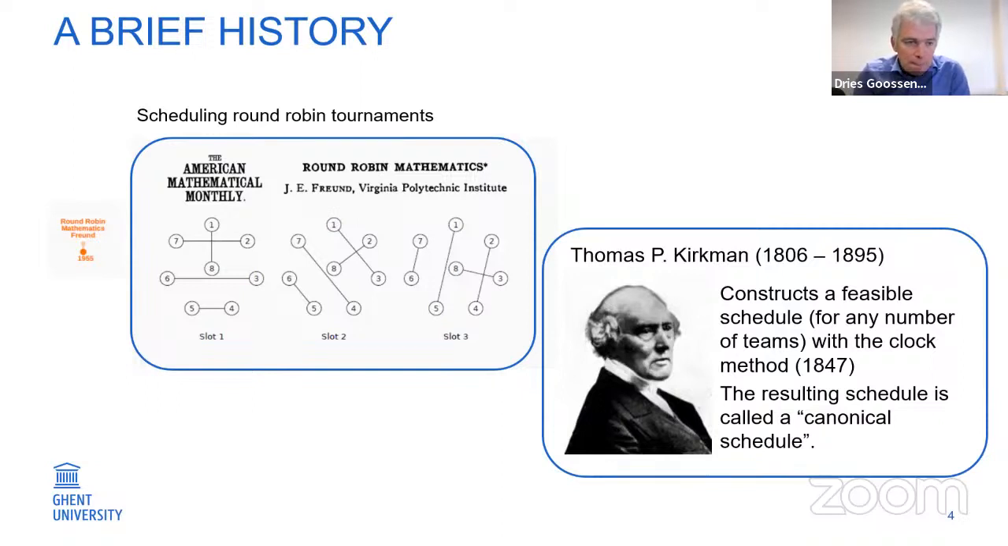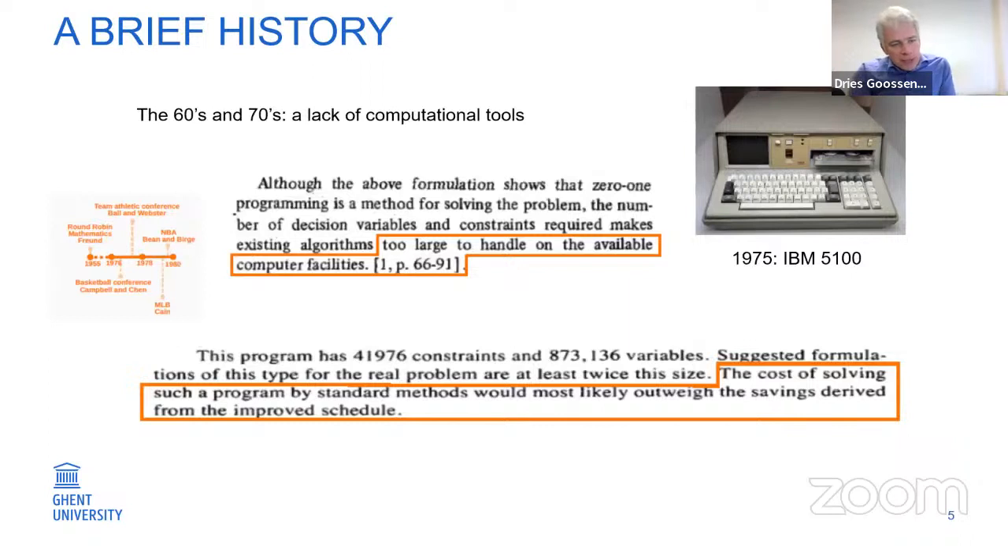Okay, so after that first paper, we end up in the 1960s, 1970s, where there are a few papers. But basically, these decades are characterized by a lack of computational tools, right? People came up with integer programming formulations, binary formulations. But if you look at these papers, they typically say things like the existing algorithms are too large to handle on the available computer facilities, or even the cost of solving such a program by standard methods would most likely outweigh the savings derived from the improved schedule.